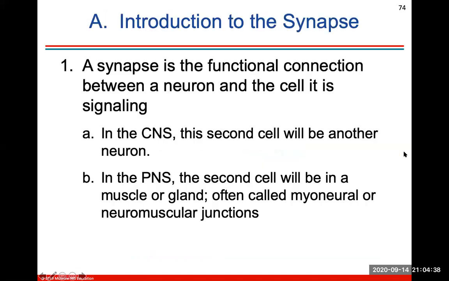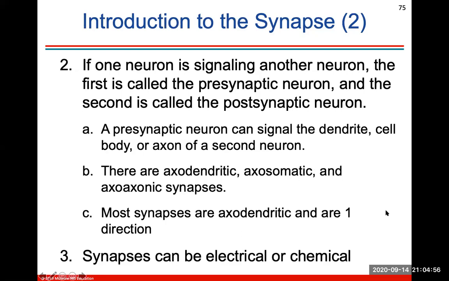The synapse. This is a functional connection between the neuron and the cell it's signaling. In the central nervous system, the second cell will always be another neuron, but in the peripheral nervous system, the second cell will be a muscle or a gland. So we call it a myoneural or a neuromuscular junction.